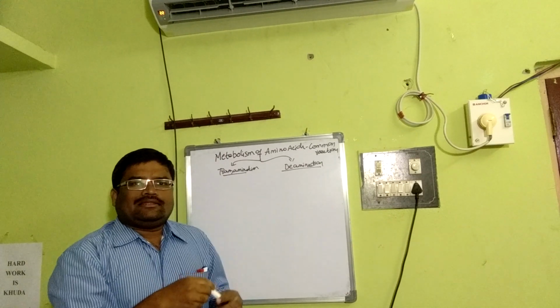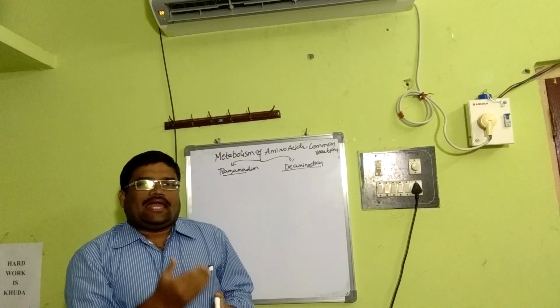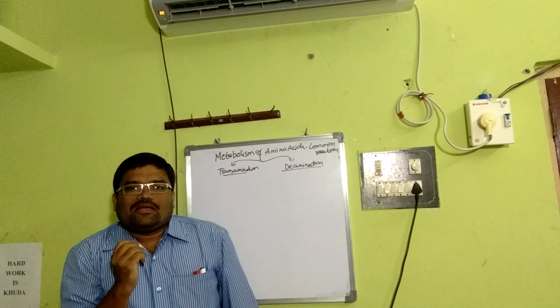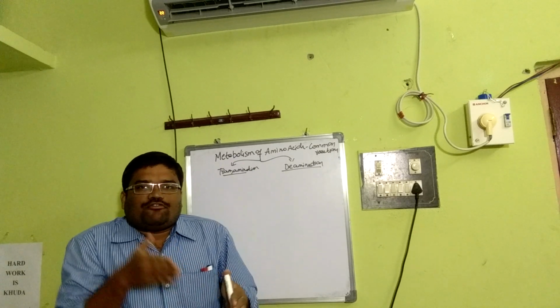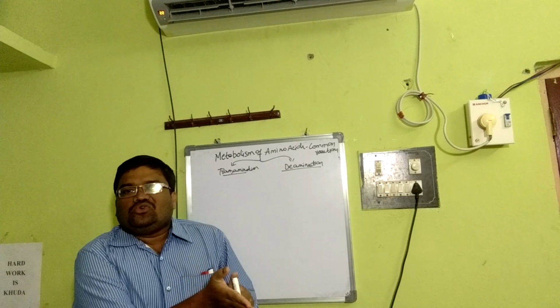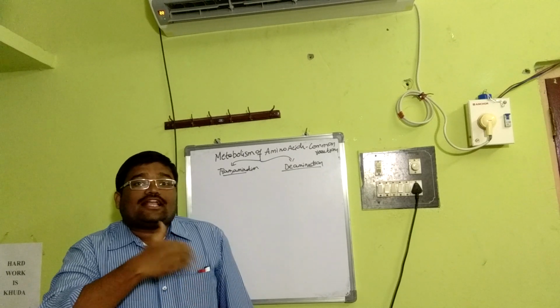The major objective of transamination and deamination is to remove ammonia, which is a toxic compound, in the form of urea through urine. So it's a regular process.